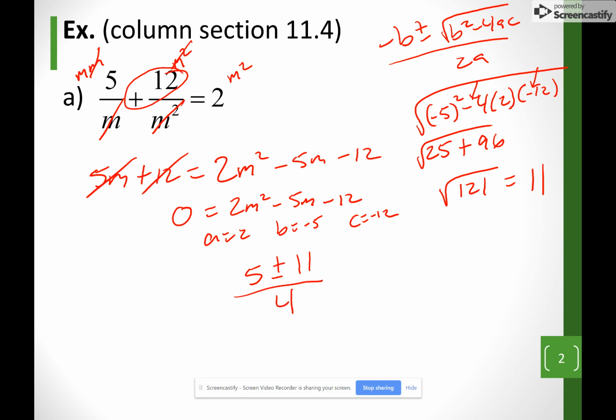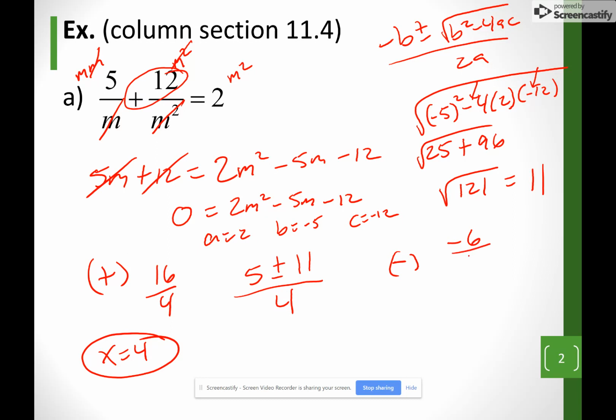Now, if I'm going to use the plus sign, I'm going to do my left side. If I'm doing the plus sign, on the top I have 5 plus 11, so that's 16 over 4. So that means my x is equal to 4. If I'm going to use the minus sign, 5 minus 11, on the top I have negative 6 over 4. That means my x is equal to negative 3 over 2.